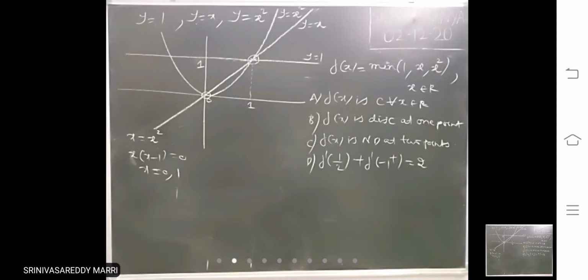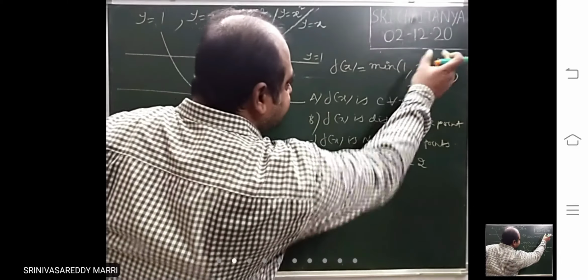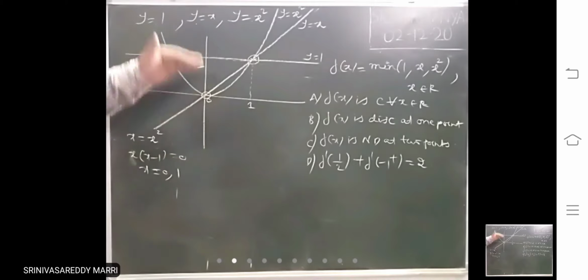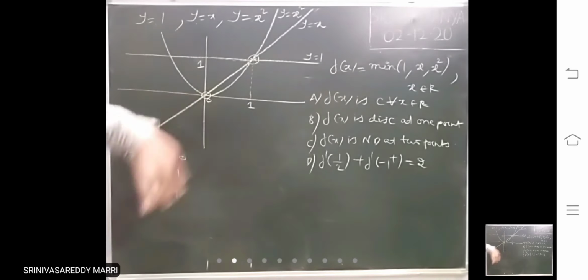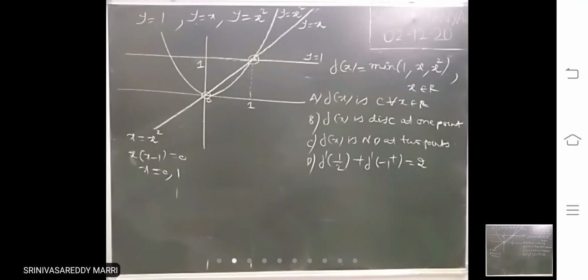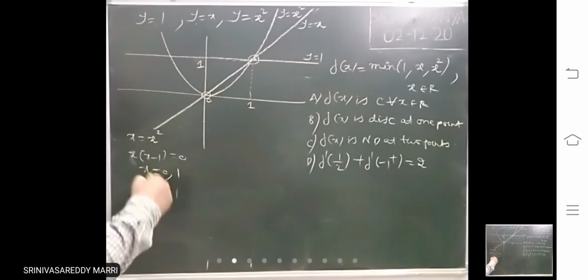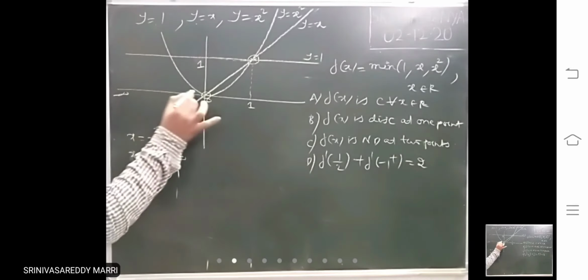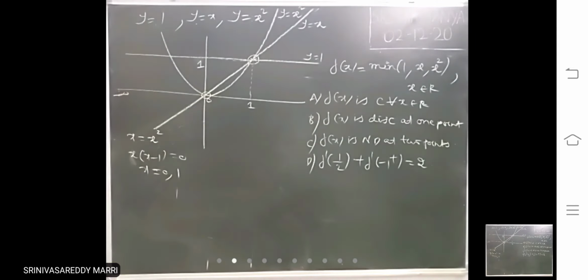Now look at this. Minimum of these three means the graph that is below. The graph that is below is called the minimum graph. Which graph is below the other two depends on the interval. Suppose x lies between minus infinity and 0.